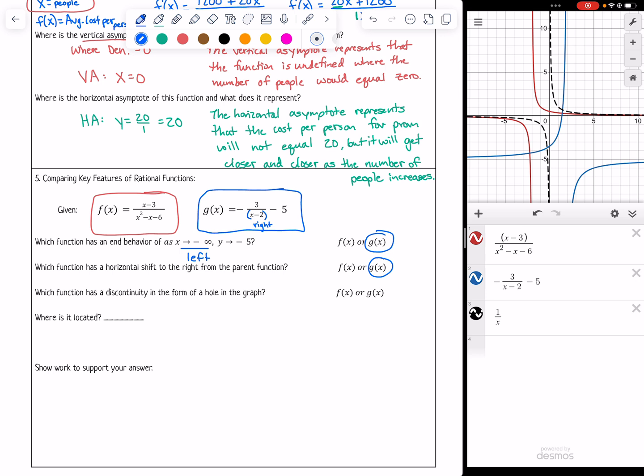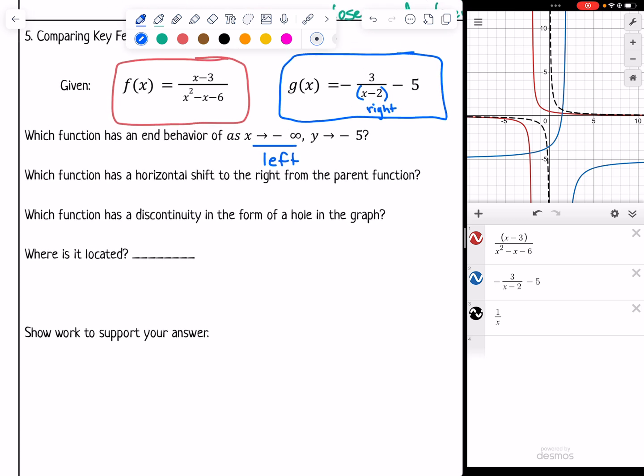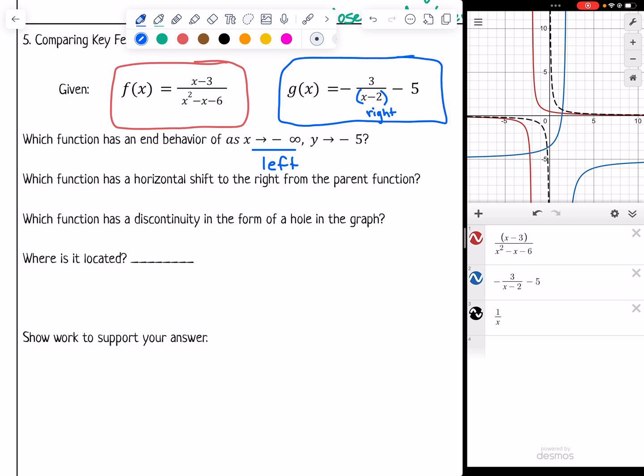Then it says, which function has a discontinuity in the form of a hole in the graph and where is it located? So the best way to do that is to try to factor out your function. So the red one looks like it could use some factoring. So I'm going to write out f of x in factored form and see if there's a hole in the graph, because that would be my first thought. We know holes occur where our factors cancel out.